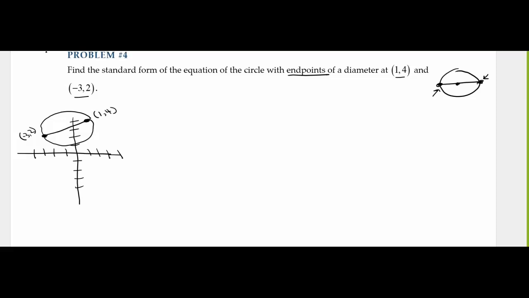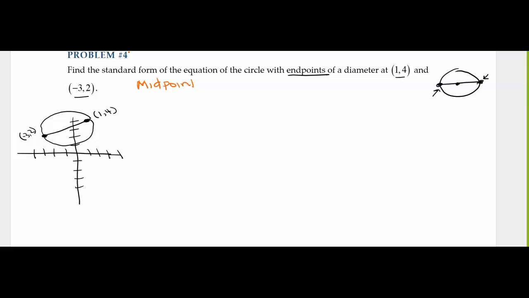So let's think about, if I was trying to find the midpoint of those two endpoints, do you see how that would be smack dab in the middle of this? And that's what I want. That's going to be my center. So let's go ahead and use the midpoint formula and do this.